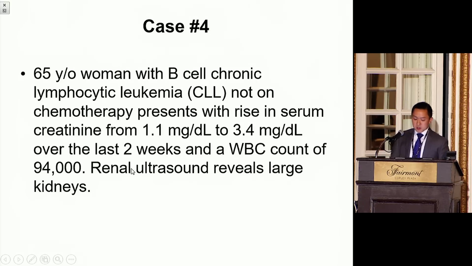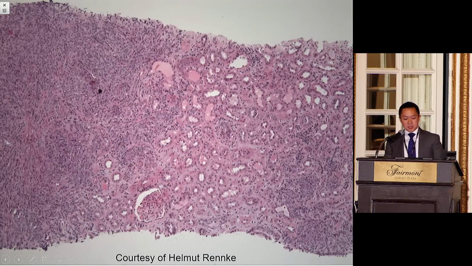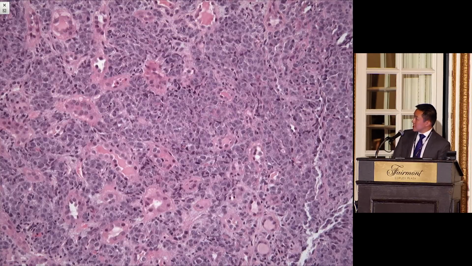Her ultrasound shows large-sized kidneys. This is her kidney biopsy, and you can see here that there's something clearly abnormal with this biopsy. On the left here is a huge infiltration of cells that completely distorts the architecture of this kidney. On higher magnification, you can see that this is a mononuclear cellular population that's invading the kidney.